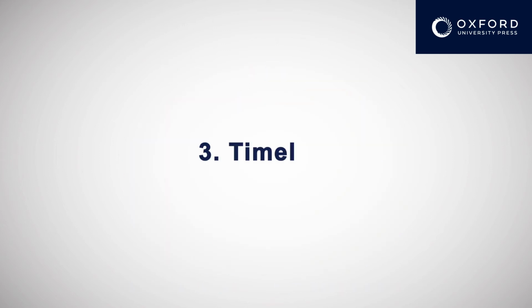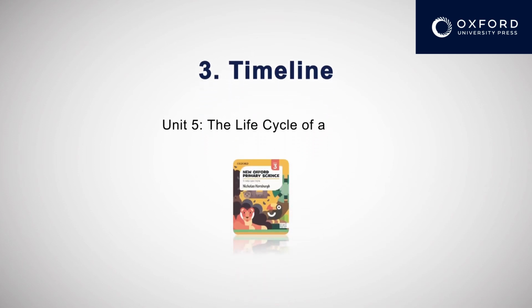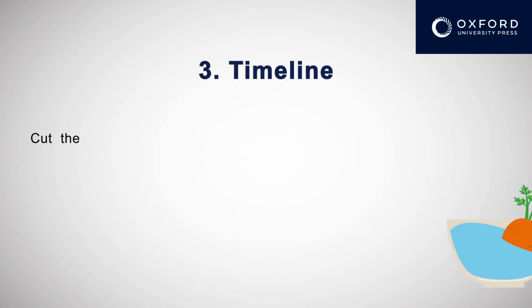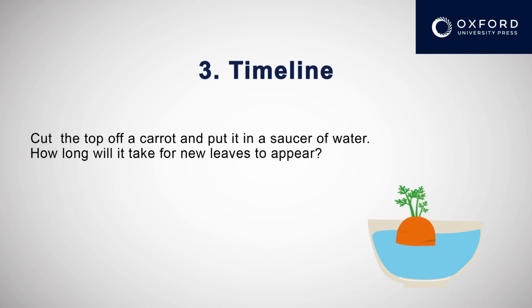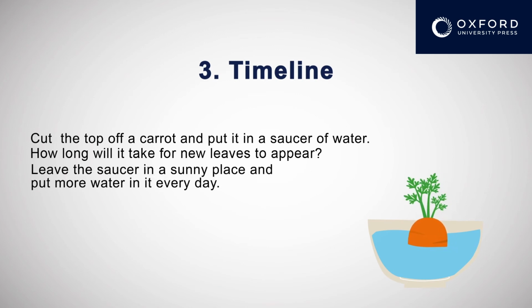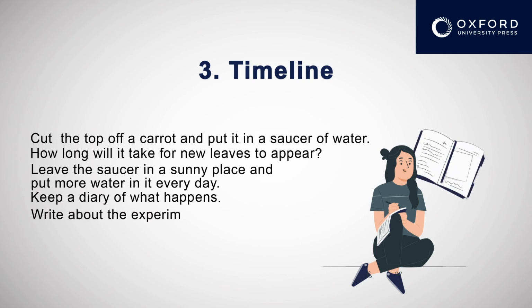The third graphic organizer is the timeline. This is a question from Unit 5, The Life Cycle of a Plant, from New Oxford Primary Science Book 3. Cut the top off a carrot and put it in a saucer of water. How long will it take for new leaves to appear? Leave the saucer in a sunny place and put more water in it every day. Keep a diary of what happens. Write about the experiment and draw pictures.